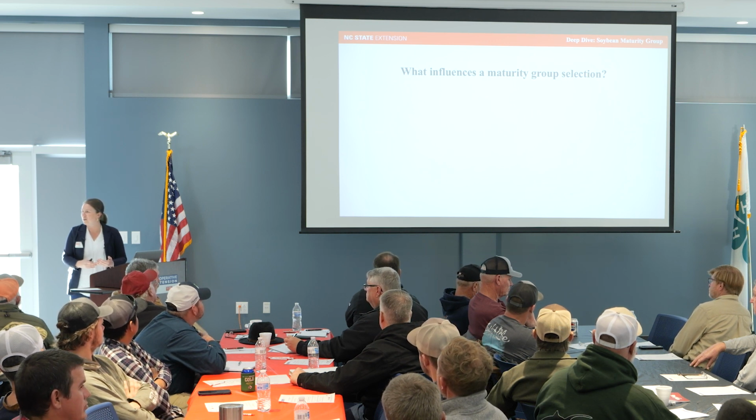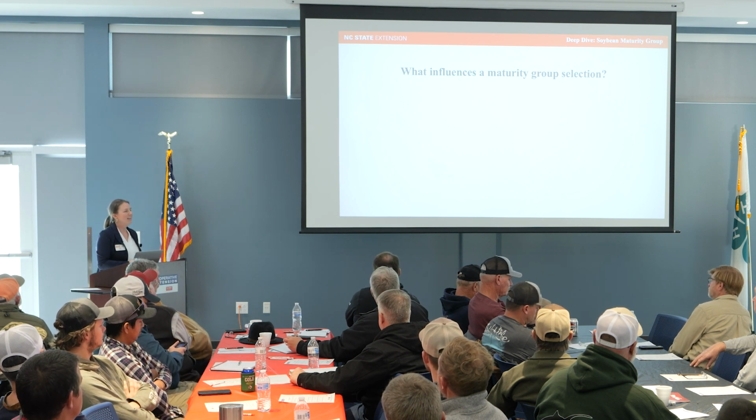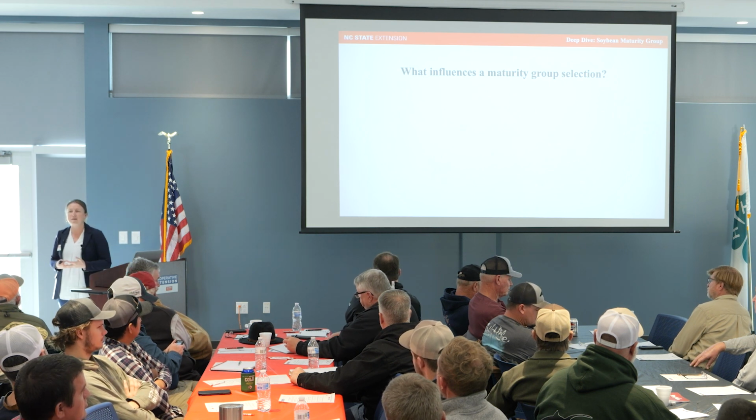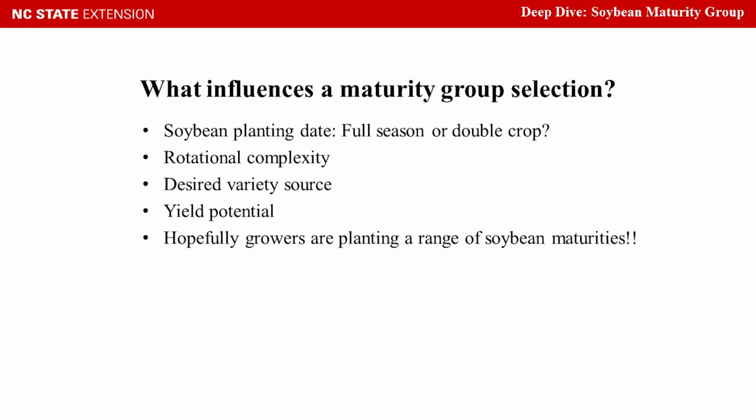Yield environment, yield potential, okay. What's your harvest timing? Maybe what's your rotational complexity and when can you harvest those soybeans? So those are some good ideas thrown out there. I think depending on what your planting date situation is can influence your maturity group selection. There's some interactions there. What's your rotational complexity? What's your desired variety source?